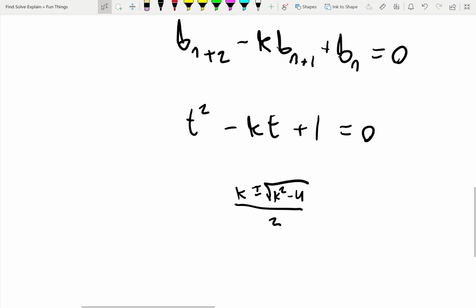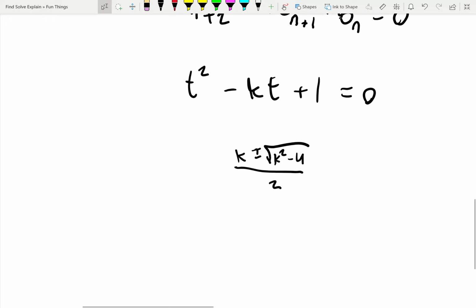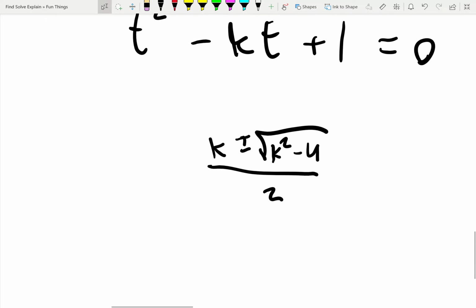However, the really interesting part about this is that we know that k is between 1 and 2, which means that k squared minus 4 is always negative. In other words, this number is complex, as the square root of a negative number is not real.